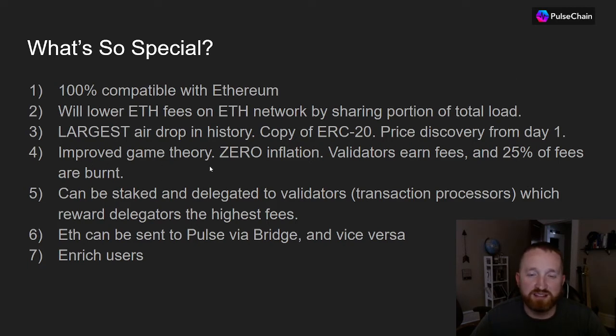Improved game theory. We've got zero inflation with this coin. You will know from day one what the total supply of Pulse is. Validators earn fees and 25% of those fees are burnt. This can be staked and delegated to validators. The validators are the transaction processors, the people that look at this and make sure each transaction is legit. ETH can be sent to Pulse via bridge and vice versa. So there's immediately going to be a path between Pulse and ETH, which is cool.